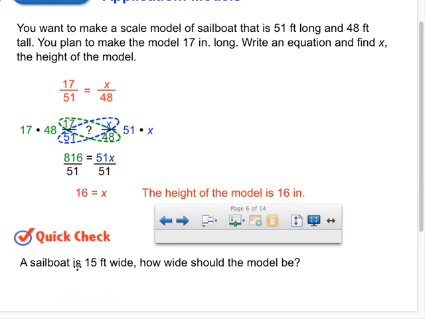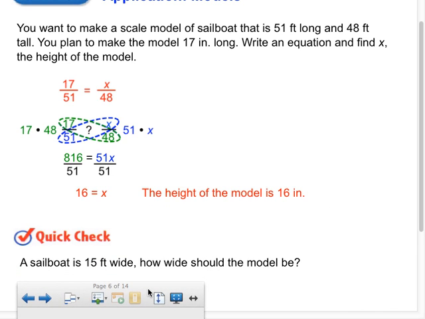Now, for you guys, we need to figure out how wide is the boat. I don't know how wide this boat is. Okay, how wide is the model boat going to be? So you can choose what your variable is going to be, right? For the width. Or you can use x again just for this other problem. Whatever you want. Set up a new proportion.